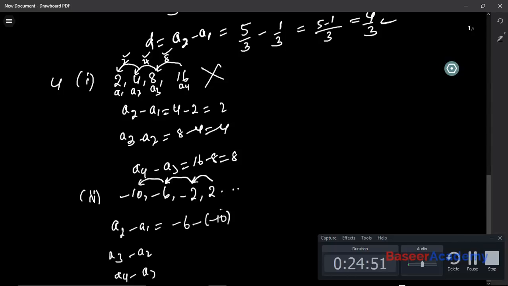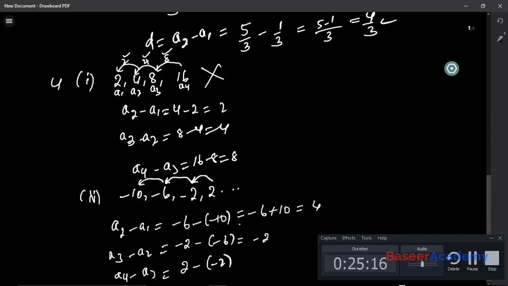Minus 6 minus minus 10. Again, minus 2 minus minus 6. And 2 minus minus 2. Let's find out if the difference is the same. This minus 6 I'm writing as it is. Minus into minus is plus. Minus 6 plus 10 is 4. Minus into minus is plus, so minus 2 plus 6 is 4. This 2 I'm writing as it is. Minus into minus is plus 2. 2 plus 2 is 4. So the difference is the same here: 4, 4, 4.